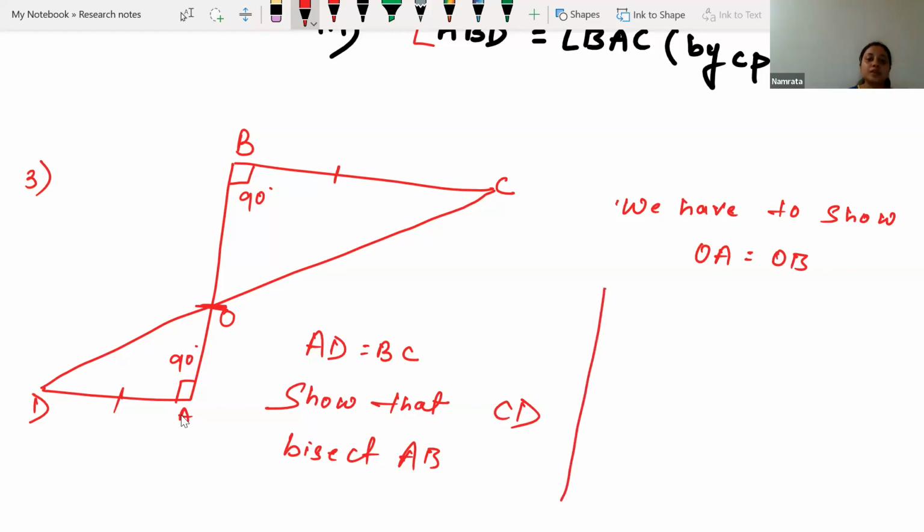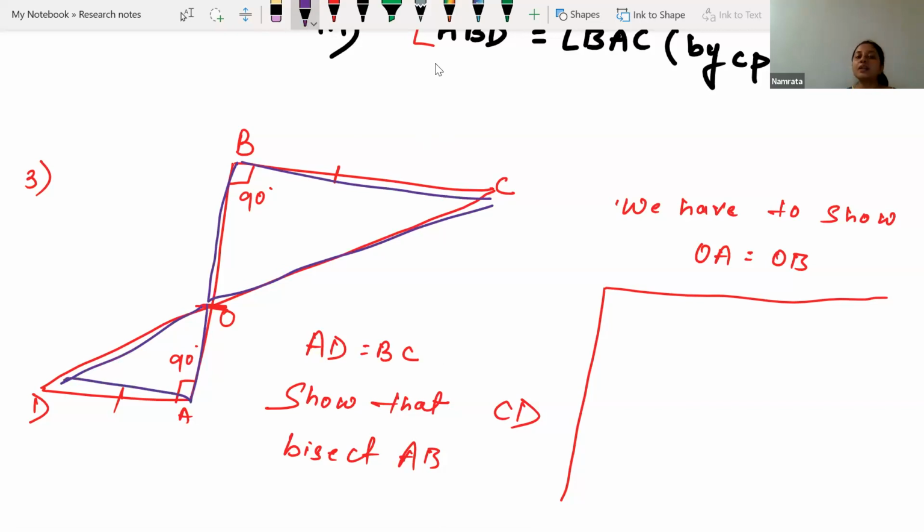We will start from our concept. Whatever we know, like OA is equal to OB. To prove this, we have to prove these two triangles are congruent with each other. Which two triangles am I talking about? I am talking about the upper triangle and the downward triangle. Once we say that these two triangles are congruent, then automatically we will say that this side is equal to this side by CPCT.